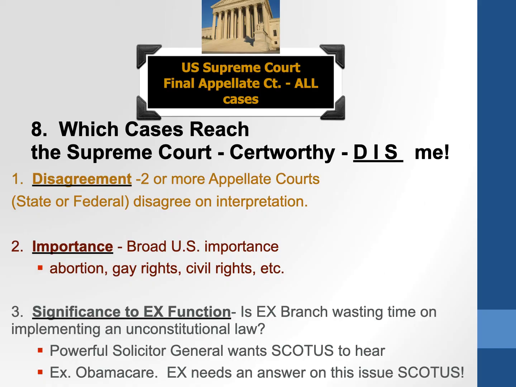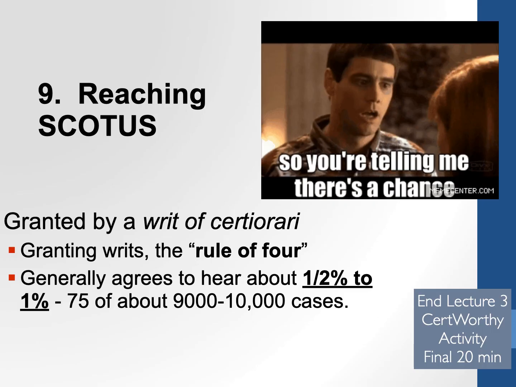Then we looked at the factors in terms of what the Supreme Court justices look for in cases for them to hear or not hear a case. Disagreement, we looked at that, importance, and significance to the executive function. So if you don't understand this, make sure you talk to me about this. And we also did that activity that dealt with this 3B. So if one of those factors is present, they're going to issue a writ of certiorari. Recall 4 justices must agree to do so. And it's a very, very small amount of cases that they will hear and issue writs of certiorari.